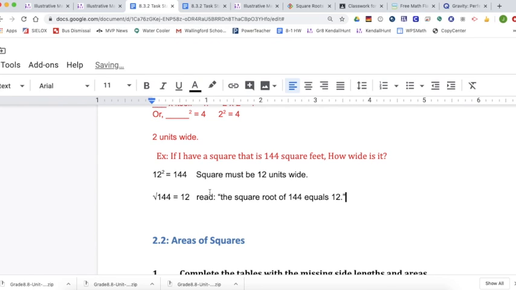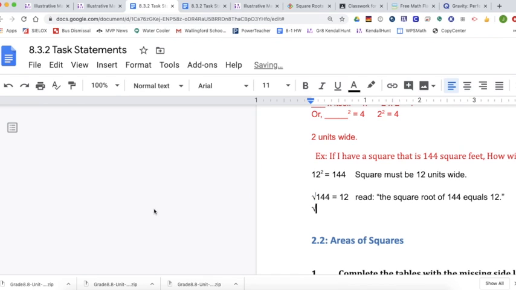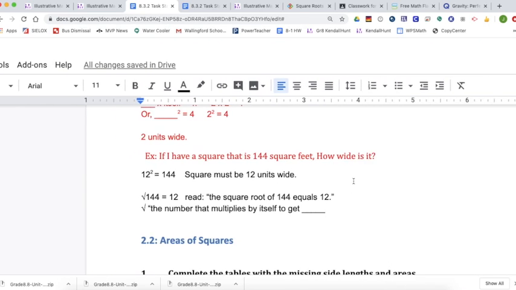And the square root basically just means the number that multiplies by itself to get whatever that number is. In this case, it's 144. So the number that multiplies by itself to get 144.